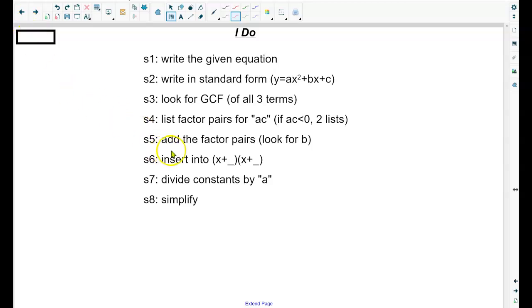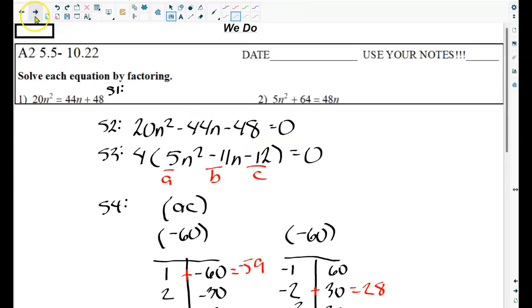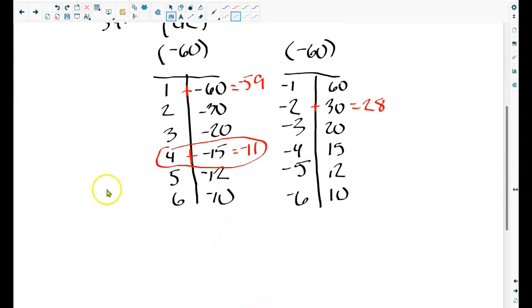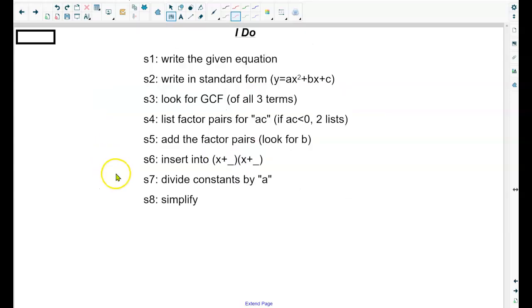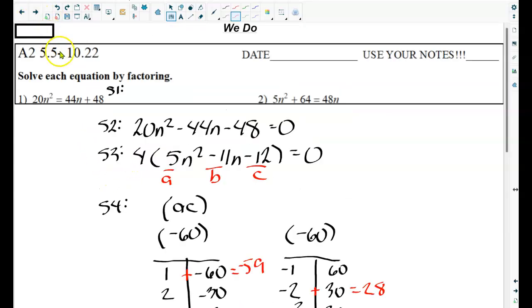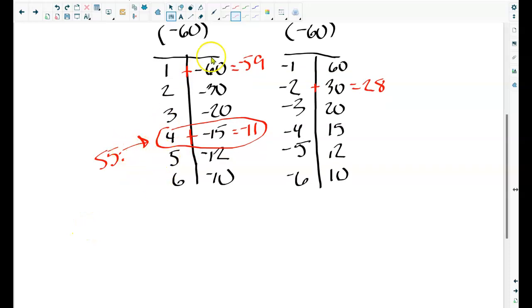So we go to step 5 and add the factor pairs. Step 5 was this right here. Found it. Step 6 is insert into that form. So we have x plus 4 and x minus 15. Pretty easy stuff so far, right?